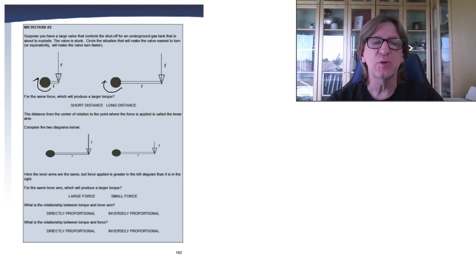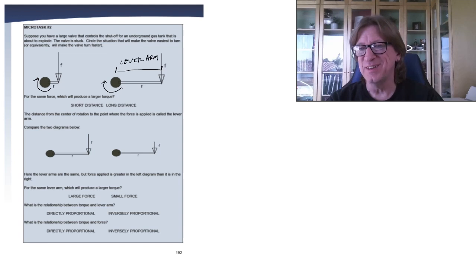In one case, I'm going to apply a force over this short distance r, and for another case, I'm going to apply it over this long distance r. Now this distance r, this distance away from the center, away from my axis of rotation, is called the lever arm. So the lever arm is the distance from the axis of rotation that I'm applying my force.